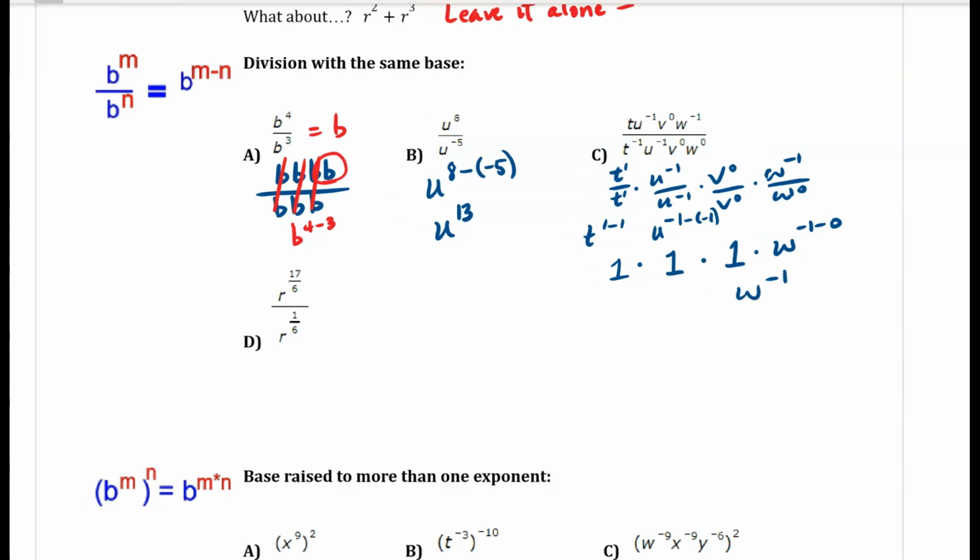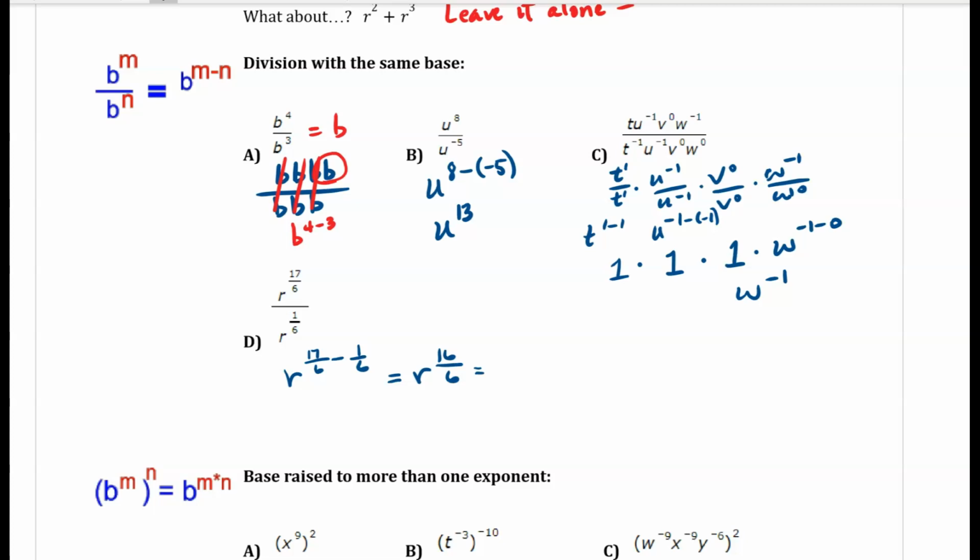And finally, let's look at an example where we have division with the same base, but our exponents are fractions. Our rule remains the same. As long as our bases are the same and we're dividing, we can subtract the exponents. So r to the 17 over 6 minus 1 over 6. Those have a common denominator, so that's easy to do the subtraction. 17 minus 1 is 16 over 6, and then I need to reduce that fraction.